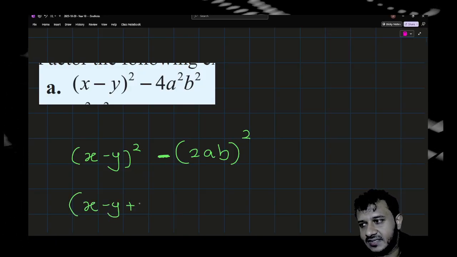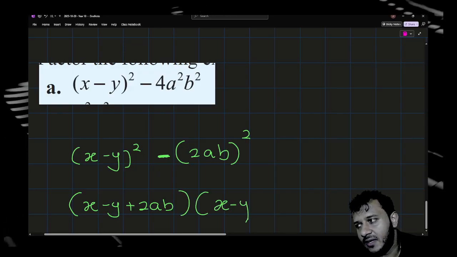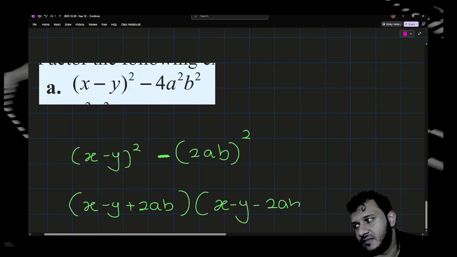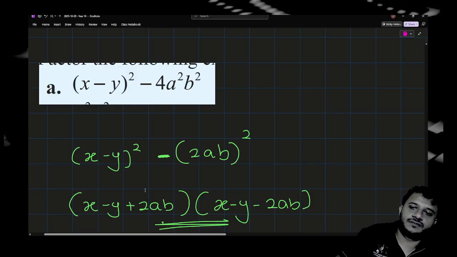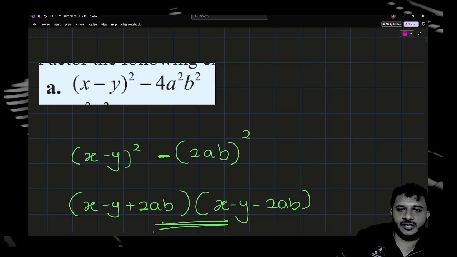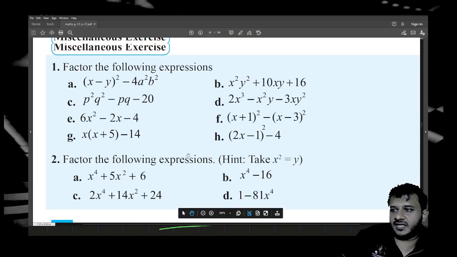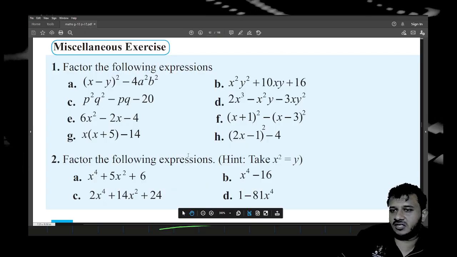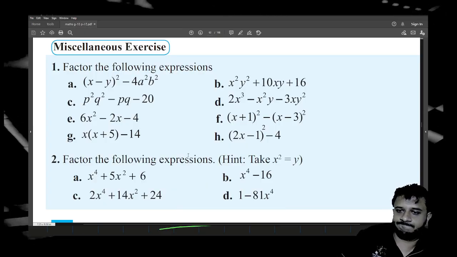First term plus the second term, first term minus the second term. Finish. That's it. Got it, Pute? Yes. Anything else, Pute? Anybody else got any other doubts, any issues? That's it.